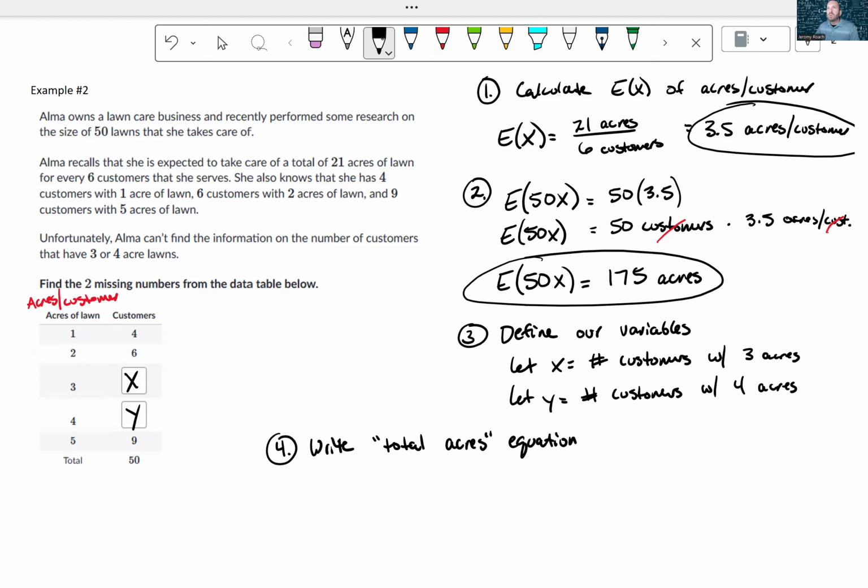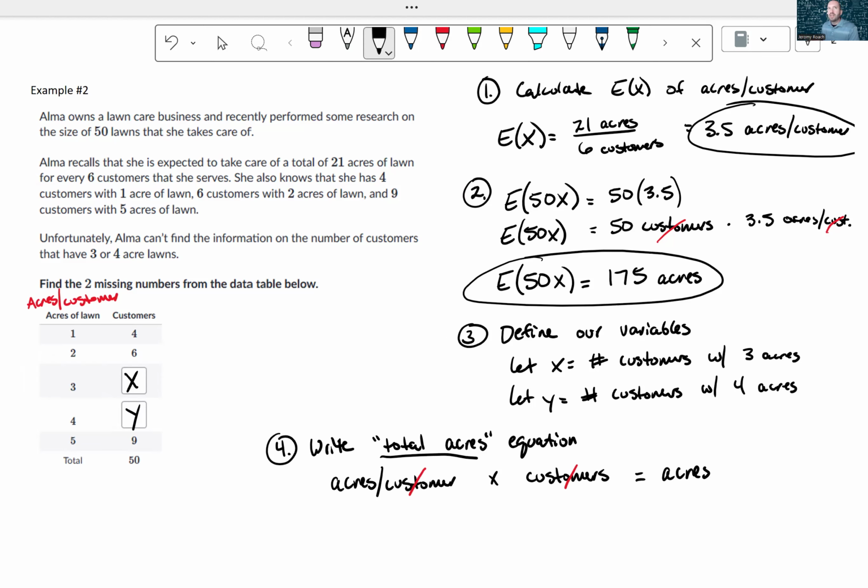So to multiply our units, we're going to write this as acres per customer times customers equals acres. So we're writing an equation for total acres.